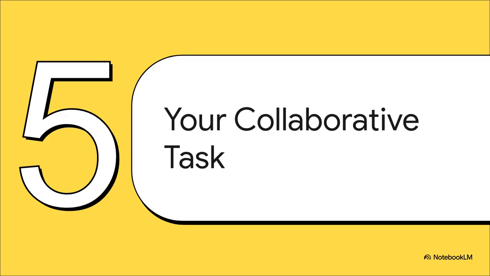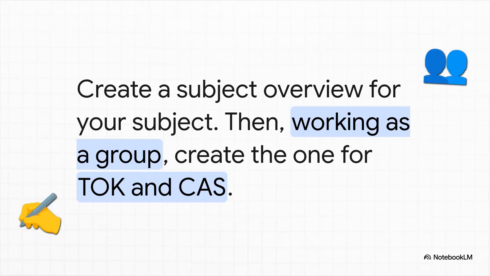Okay, enough theory. We've talked about the what and the why. Now it's time to actually roll up our sleeves and put all of this into practice. Let's talk about how you're going to build your own blueprint. So here's your mission. You're going to take these 9 principles and apply them directly. First, you'll draft a detailed outline for your own subject. Then, and this is key, you're going to come together as a group to build the outlines for the DP core, for TOK, and CAS. This is where you really prove that you can build a collaborative vision from the ground up.